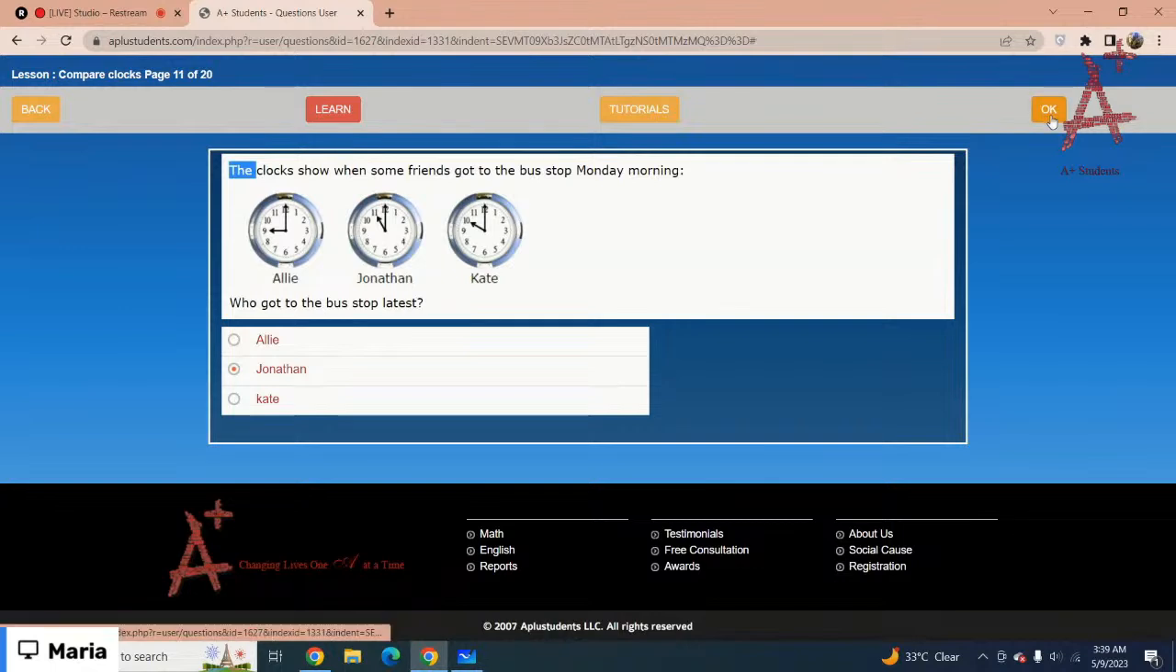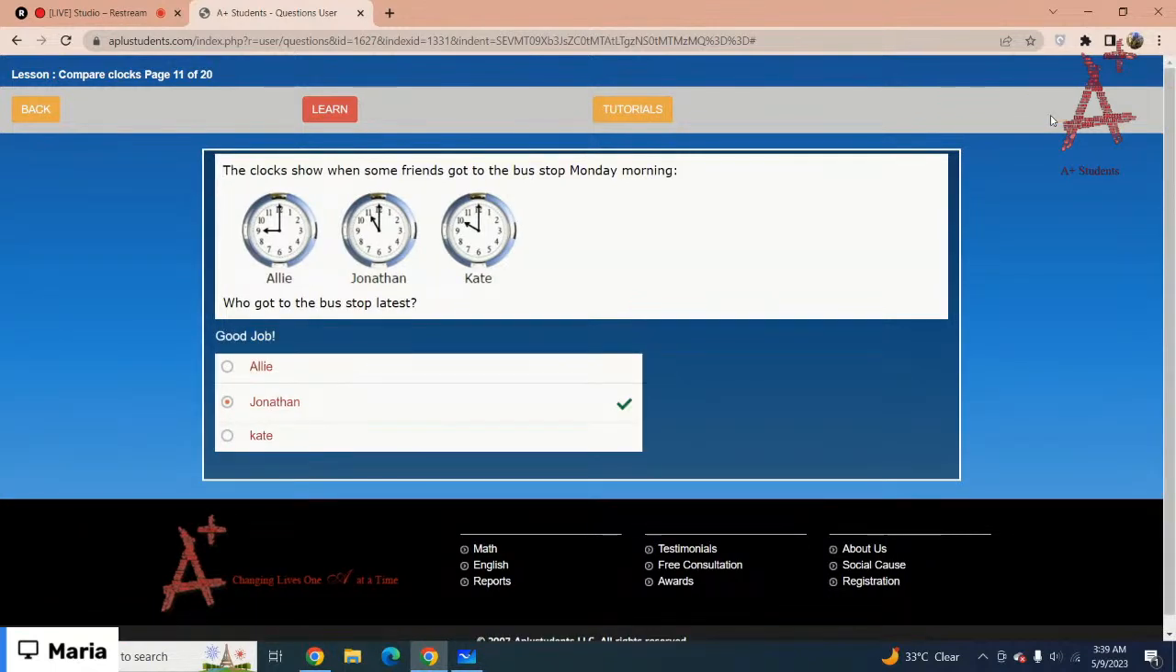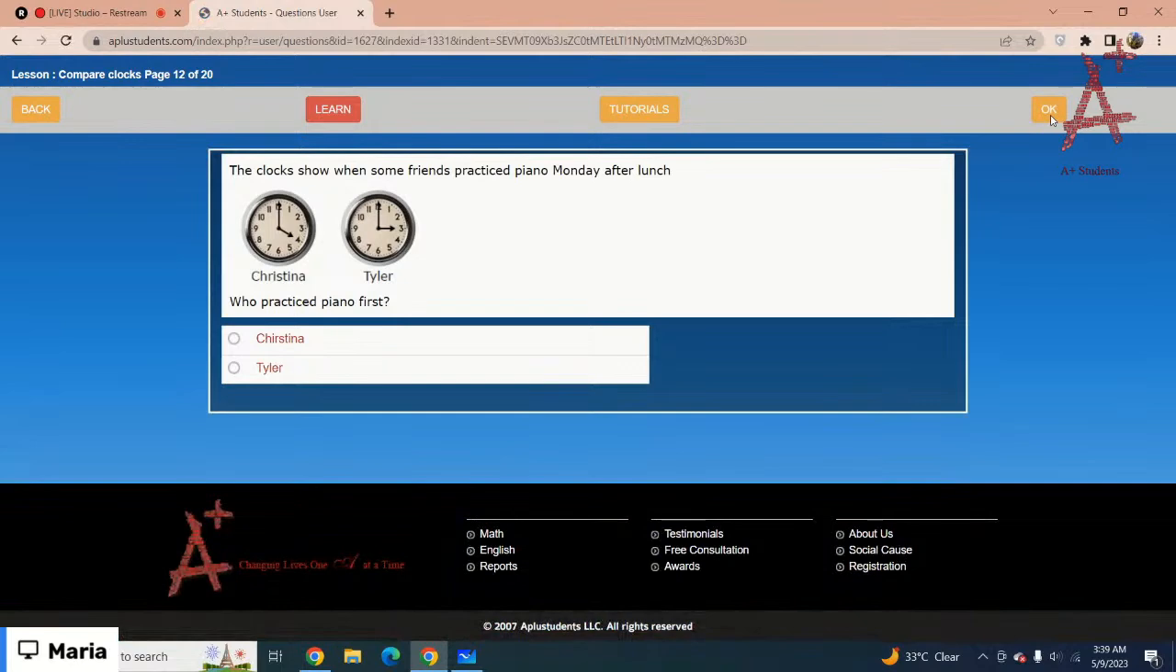Okay. The clock shows when some friends practiced piano Monday after lunch. Christina did at 4 and Taylor did at 3. Who practiced piano first? So, which is the correct option?